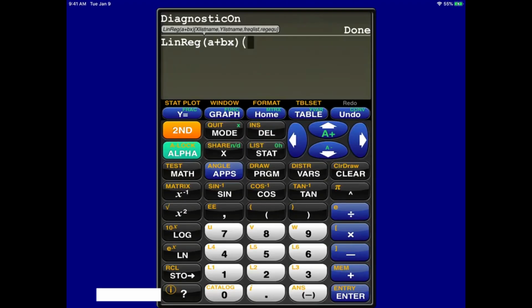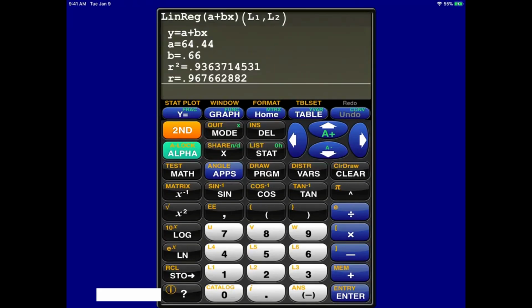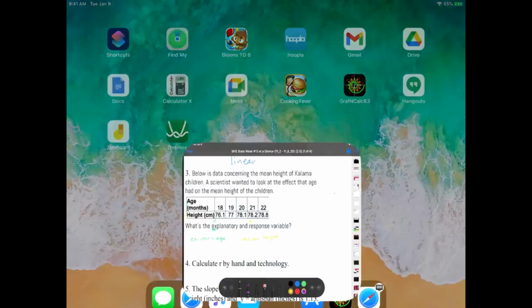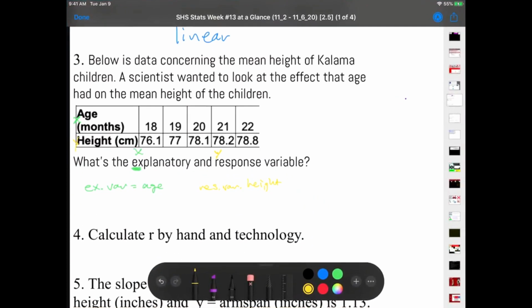And then it tells us to put in your list name. So now I'm going to press second 1, give me list 1, then comma, L2, second 2. You can close the parentheses if you want, you don't have to. Okay, so here, this gives me all of the printout we need. So I'm going to take a picture of this. Alright, so now we can go back to our notes.